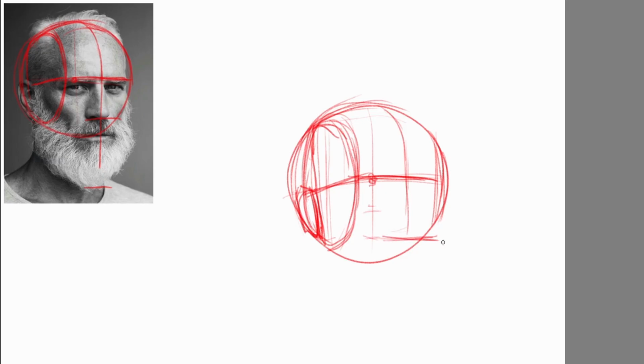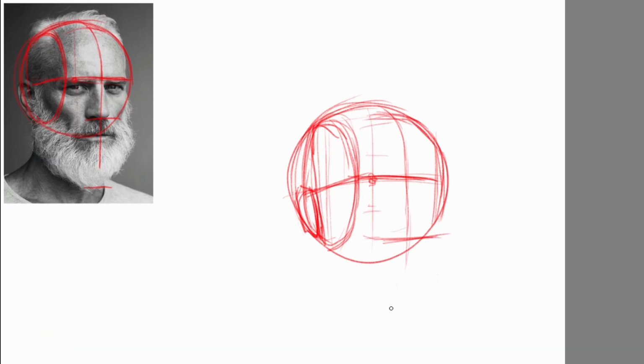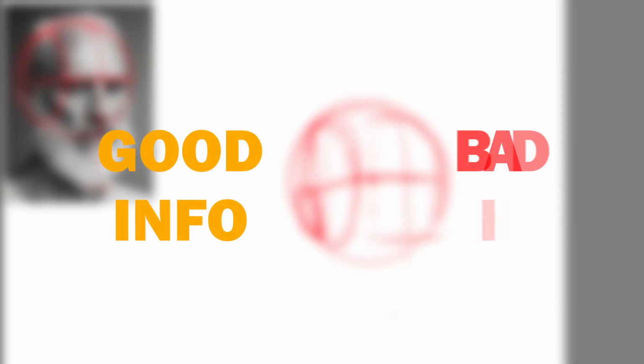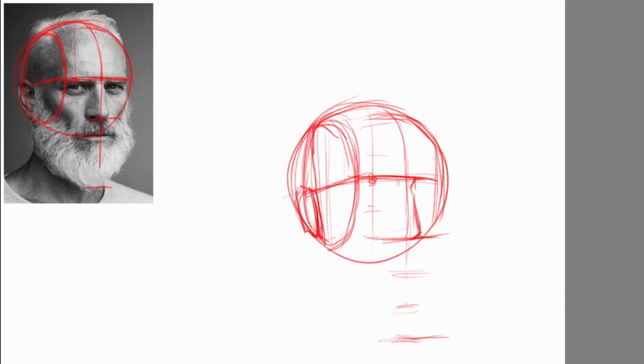Well, a reference is an assortment of information. The problem with this is that most people can't accurately separate good information from bad information. For example, most people would look at a face and see a pair of eyes instead of the lines and angles that give them form. Knowing this, let's look at what are the types of good information you should focus on.